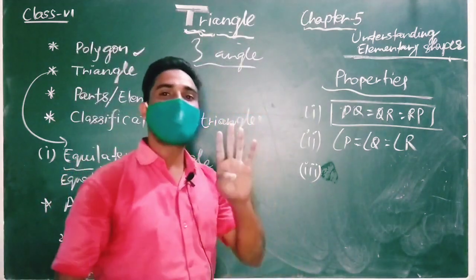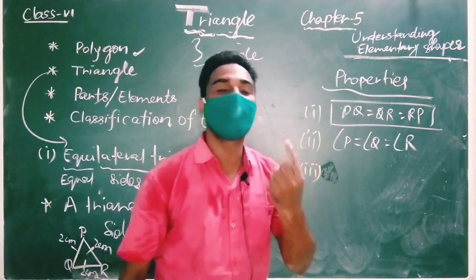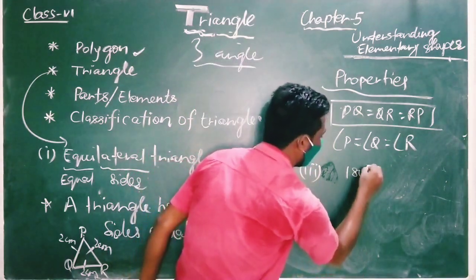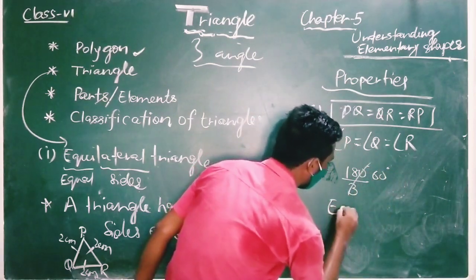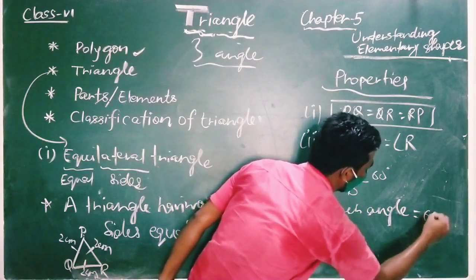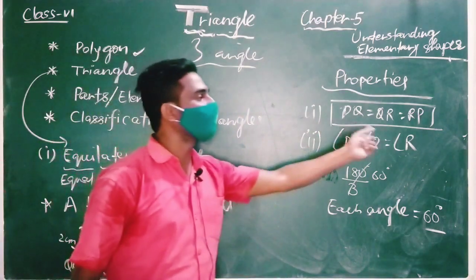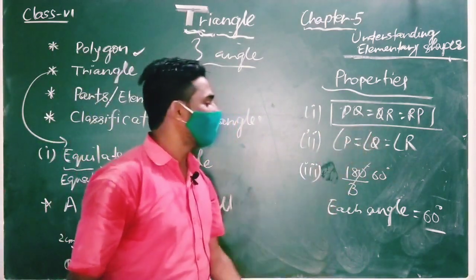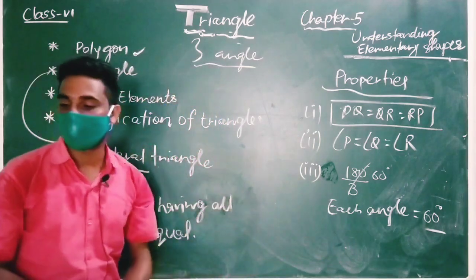So suppose 3 angles are there and each is equal, then what would be the measure of one angle? The total sum is 180 degrees and there are 3, so you divide it, and you get 60 degrees. So each angle of an equilateral triangle will be 60 degrees. This is also one of the properties. So all sides will be equal, each angle will be equal, and each angle measure will be 60 degrees. This is what we have about the equilateral triangle.